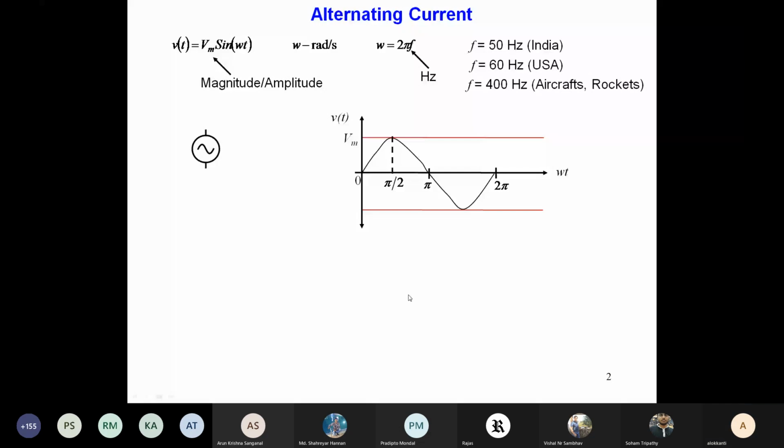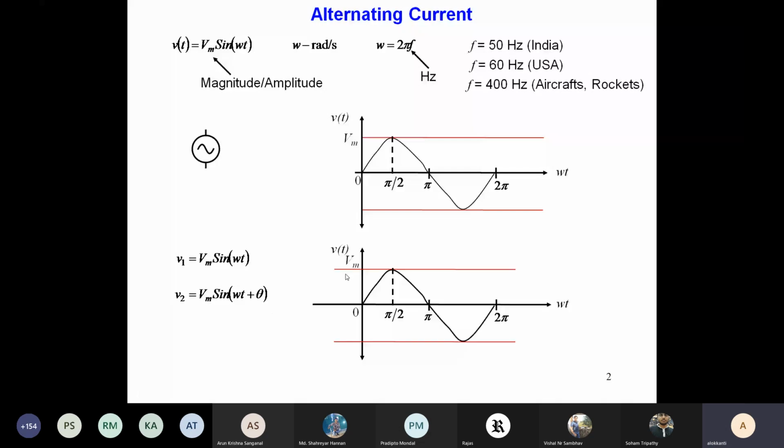Now, as I told, this is just a sinusoidal nature, so there can be hundreds of such sinusoidal curves. Suppose we have V1 equal to Vm sin omega t and V2 equal to Vm sin omega t plus theta. That means both have the same magnitude, but the first one has omega t and the second one has omega t plus theta. We all discussed how it looks. Both of them are between plus Vm and minus Vm, but the first one at omega t equal to 0 has its value as 0.